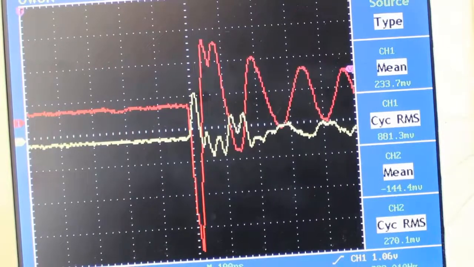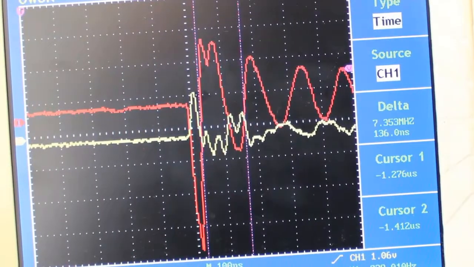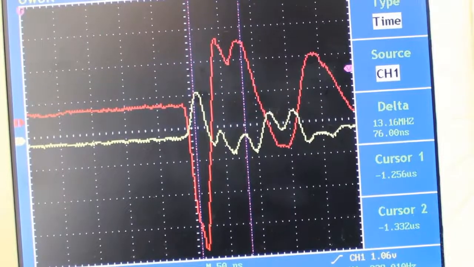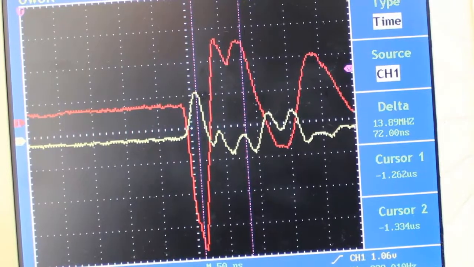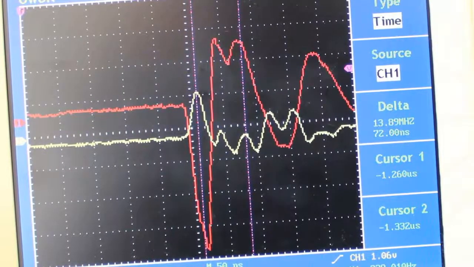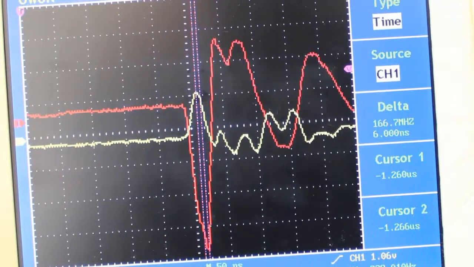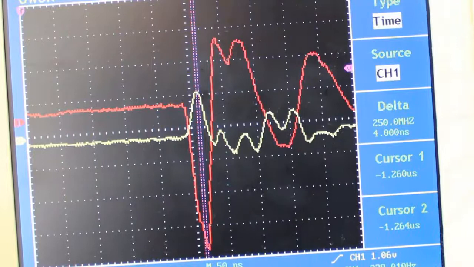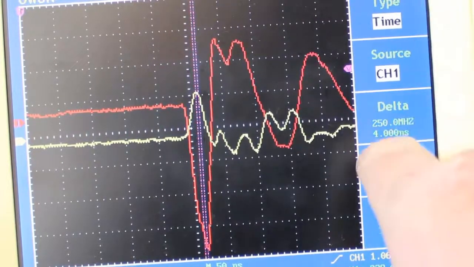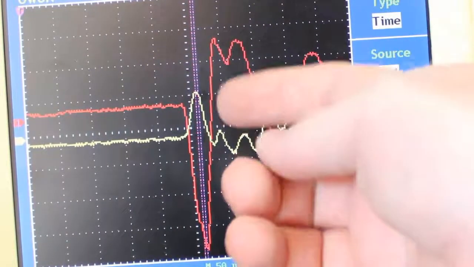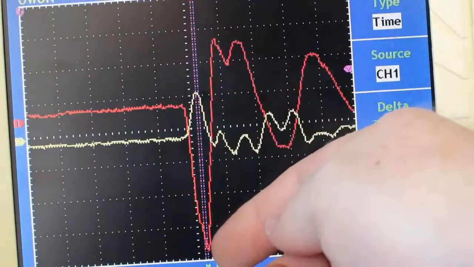So if we get a freeze on, we get a cursor on, we do time. We just zoom out just a tiny little bit. Okay, you can see there's a peak there. Whoop. Don't play with it too much. Okay, and down there, there's the peak there. Okay, so you can see that there is, in time, a difference. Okay, and here it says it's only 4 nanoseconds, 250 megahertz, and that's the peak. So it's the peak of this wave compared to the peak of this wave down here.